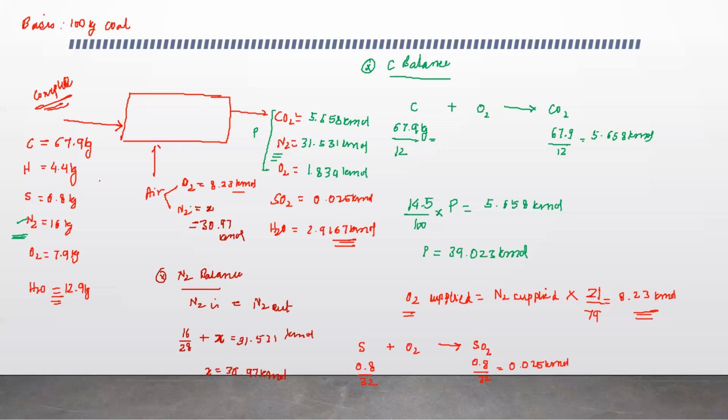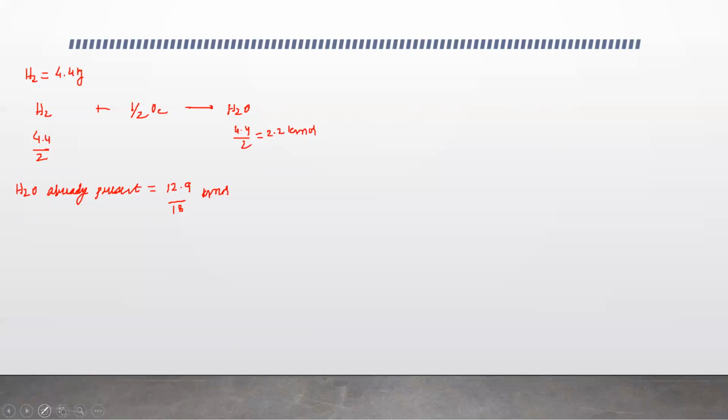However, there is just one thing that is not mentioned in this block diagram. Remember, when we draw a block diagram for combustion, we always need to specify the percentage excess of air that is used. All right, so how to get that? In order to calculate percentage excess, the formula is going to be supplied minus theoretically required upon theoretically required, right?